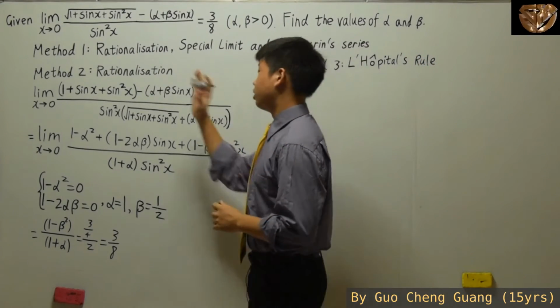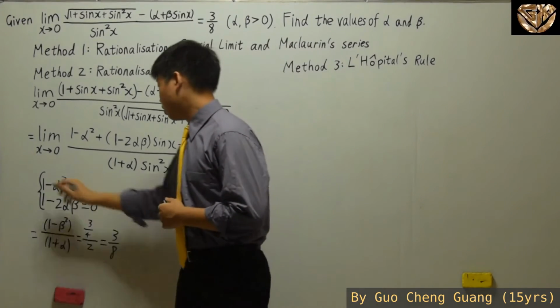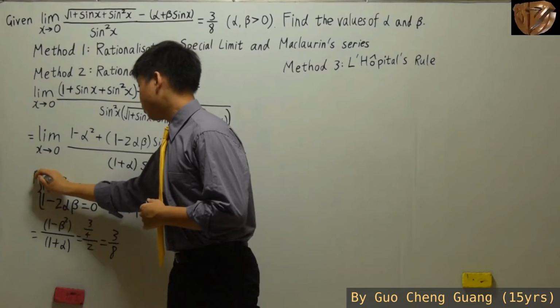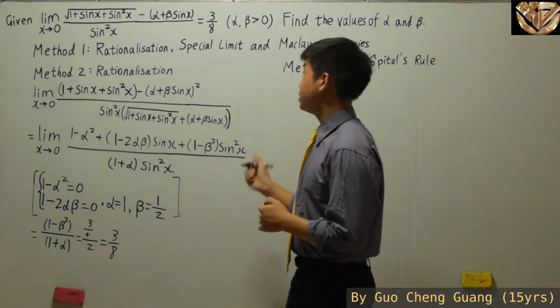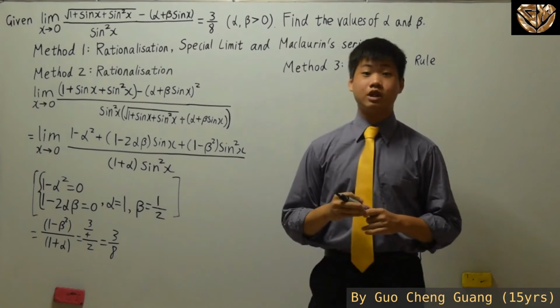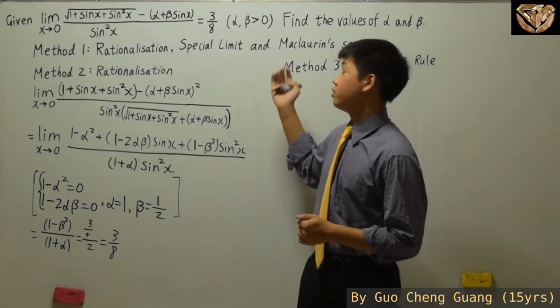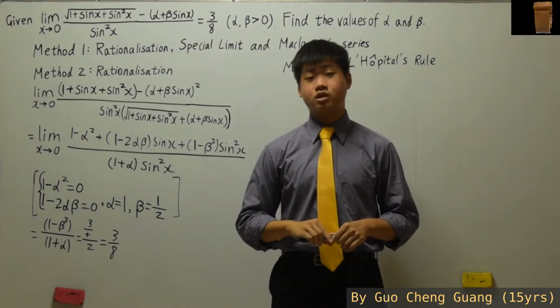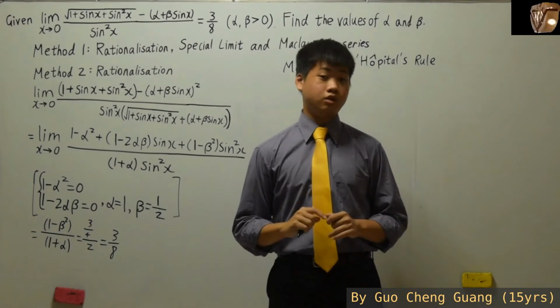This limit here given, it has to be of a 0 over 0 form. Alright, so it has to be of a 0 over 0 since in the denominator, when you substitute in x, it approaches 0. And your final result is 3 over 8, not something that does not exist. So your numerator has to be 0.